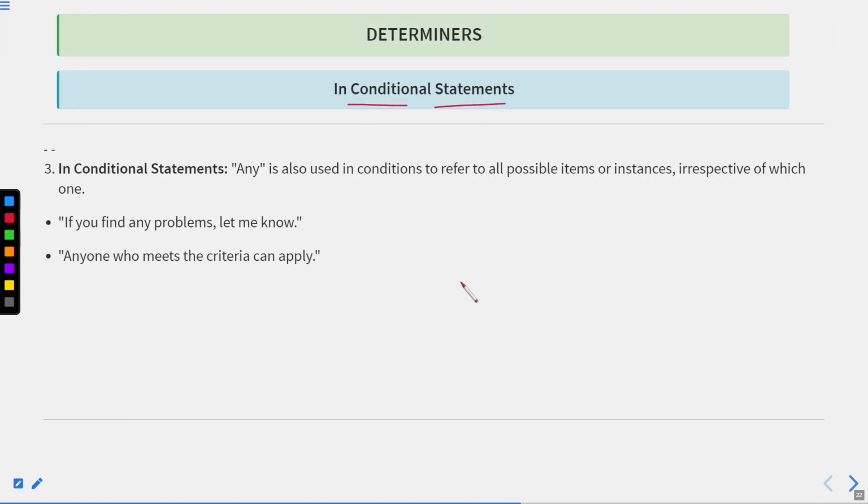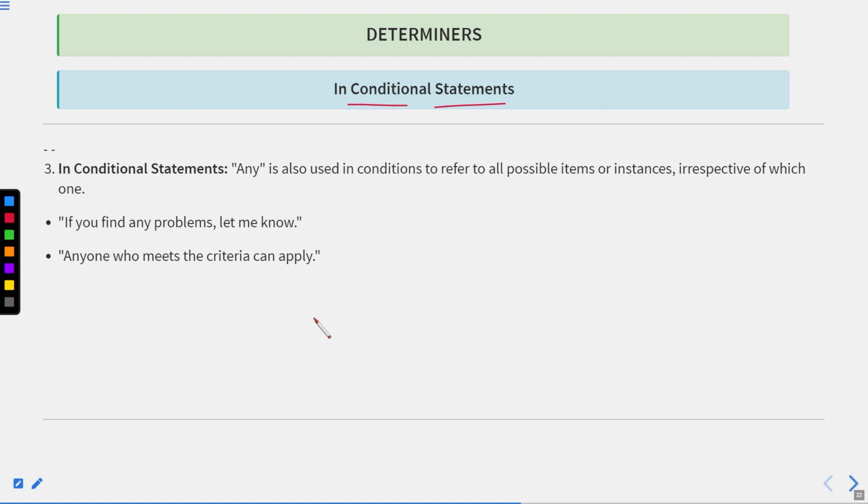In conditional statements, so what treatment do we give to conditional statements? Now conditional sentences refer to those sentences which are made of conditions.